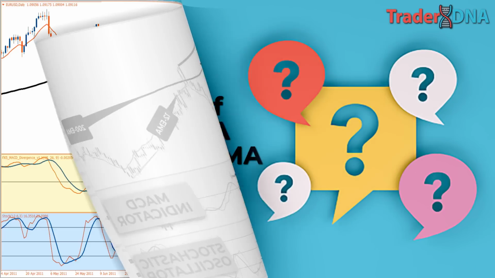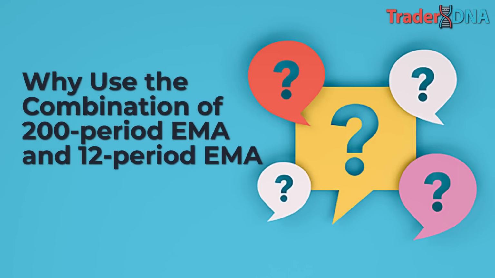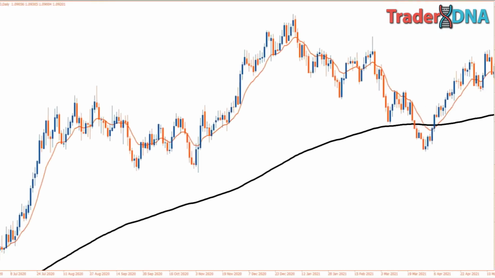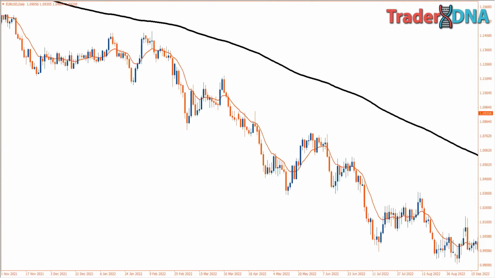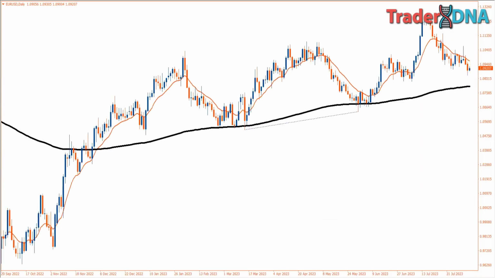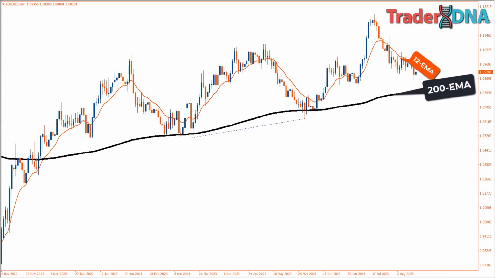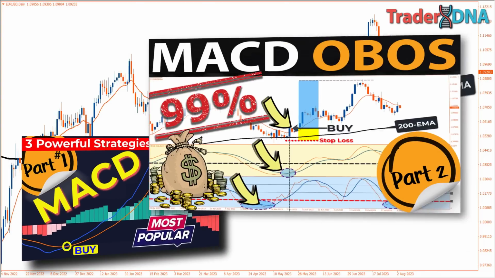Why use the combination of 200 period EMA and 12 period EMA? Both of these moving average indicators play a crucial role in identifying the primary market trend and the short to medium term trends. The 200 period EMA and 12 period EMA serve as the standardized settings in this strategy, as thoroughly discussed in video part 1 and video part 2.